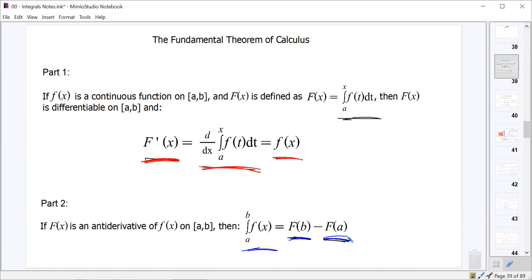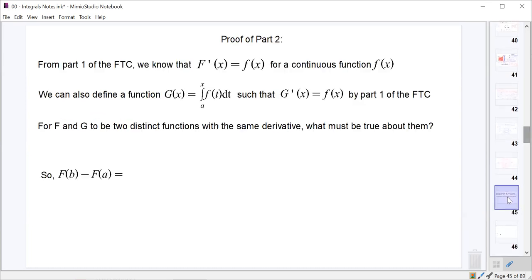So by that same logic, we should be allowed to define some other function, capital G of x, also as the integral from a to x of f of t dt, so that g prime is also equal to f. It doesn't matter what letter I use: capital G, capital F, capital Q, it doesn't really matter. Part 1 of the fundamental theorem of calculus says that I can do that. But I want F and G to be two different functions. I want two completely distinct functions that have the same derivative.